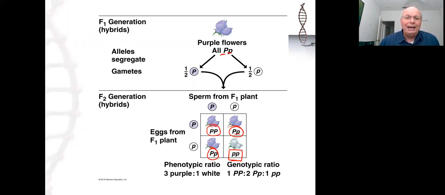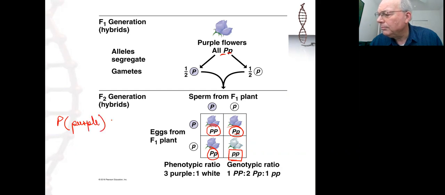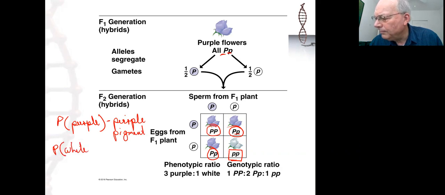The purple allele actually codes for producing purple pigment. The white allele codes for making no pigment at all. So big P, or purple, means make a purple pigment. And little p, or white, is no pigment.